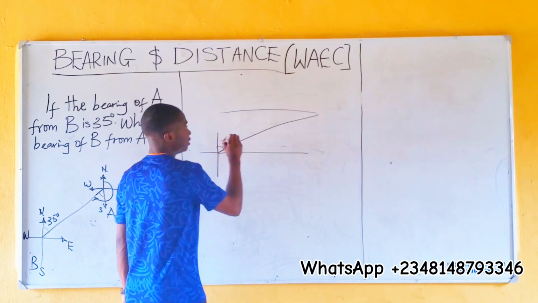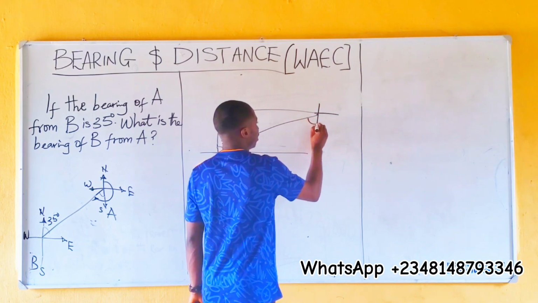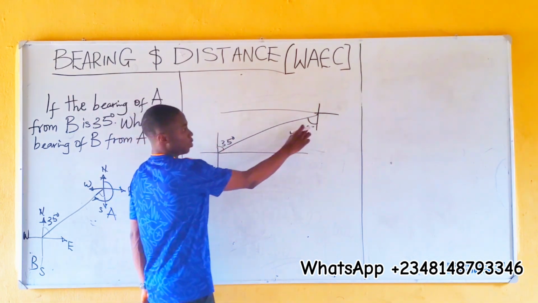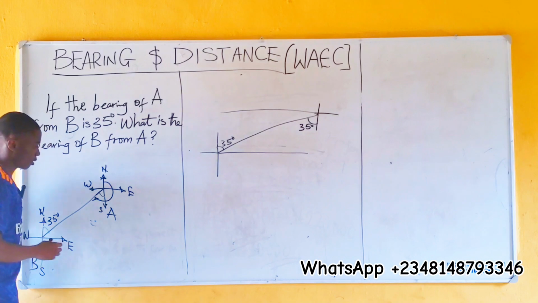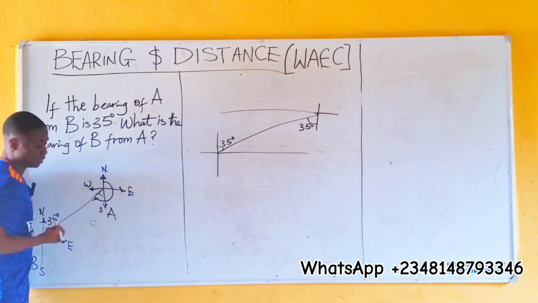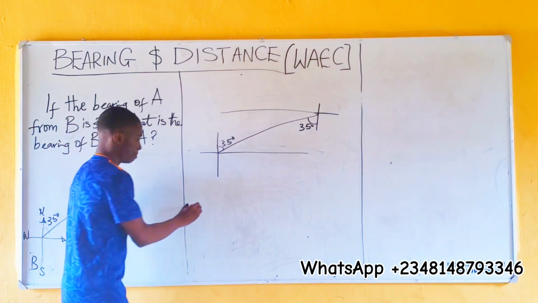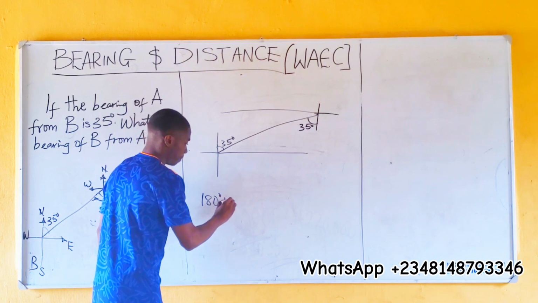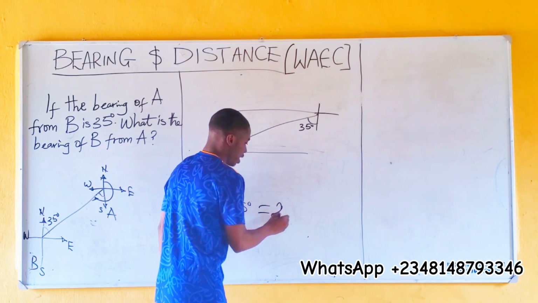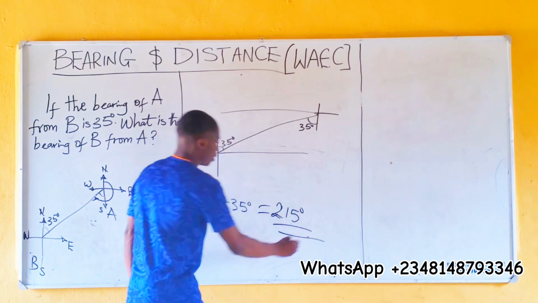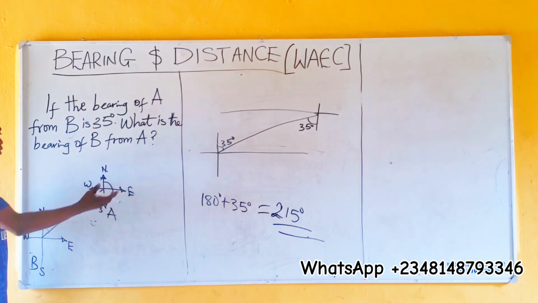We have here 35 degrees. So this angle here is alternate to this angle. So here is also 35 degrees. That means here is 35 degrees. So 180 plus 35 degrees gives us what? It gives us 215 degrees. So the bearing of B from A is 215 degrees.